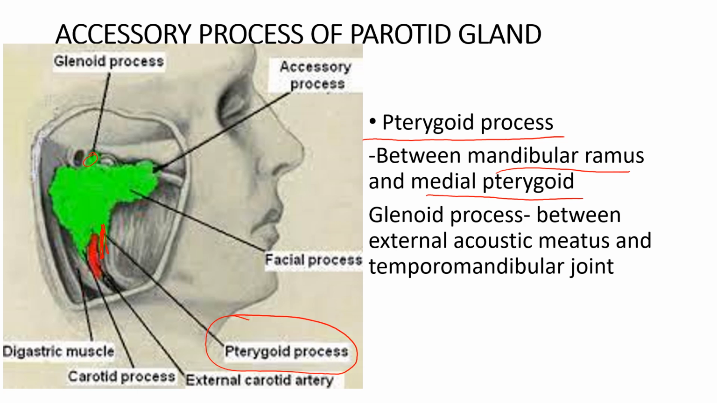Now the process what you're seeing here, this is known as glenoid process. It is in between external acoustic meatus and temporomandibular joint. So that is about the accessory process of parotid gland.